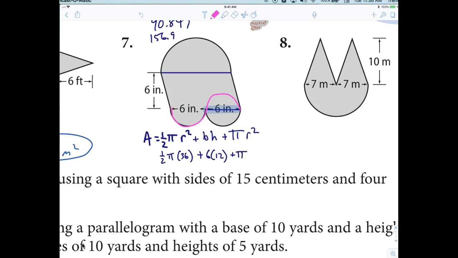So the radius of that circle is 6, but what? 3. So it'd be pi times 3 squared. And what's 3 squared? 9. Beautiful. So everybody type that straight in real quick, rounding to 3 decimal places. Somebody tell me where we're at. 156 point what?